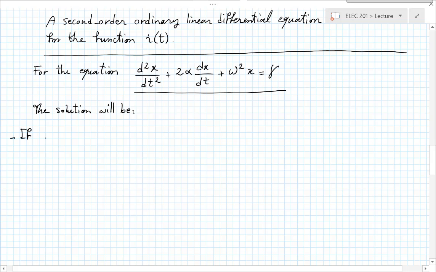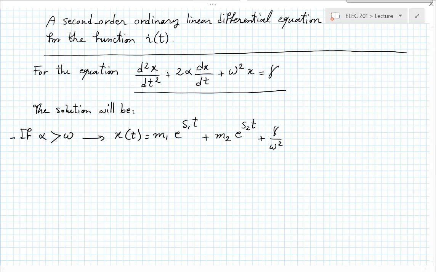If alpha is greater than omega, and this depends on the parameters of your problem, so the numbers in the circuit will determine what the values of alpha and omega are. If alpha is greater than omega, the solution will be x of t equals, plus a constant, which happens to be just gamma over omega squared. Now these parameters S1 and S2 are as follows. Or I guess I can just write them in one go.